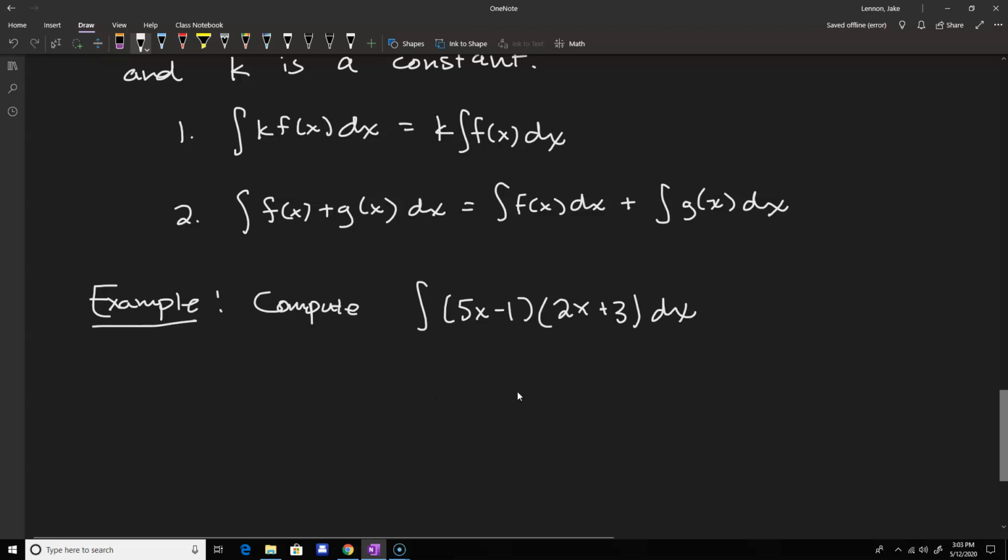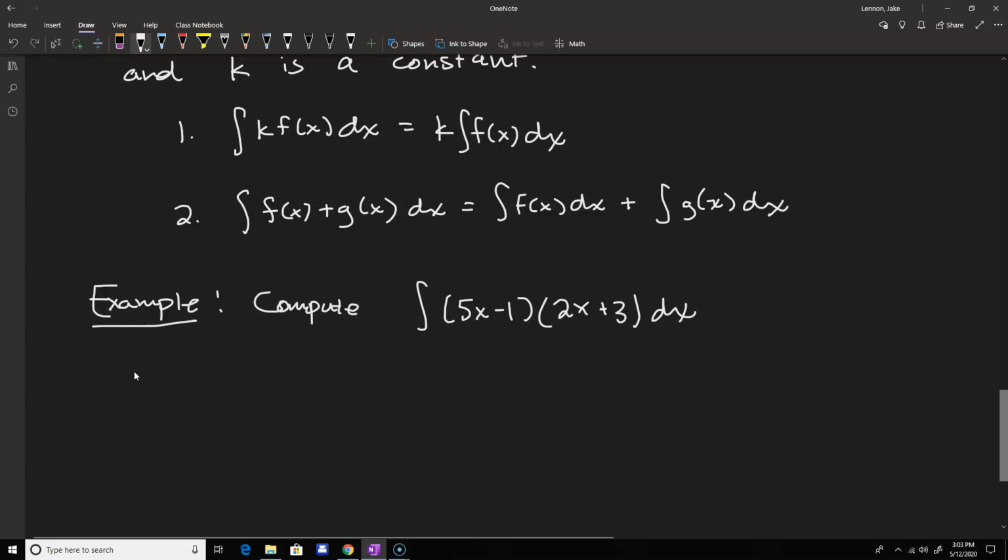So again, this property doesn't work with factors, it only works with respect to summands. So we have to perform some algebra. The first step would be to multiply this thing out. We will learn about integration by parts, that we can do this with products, but we don't have that yet. So we are just going to multiply everything out and then go term by term using the two aforementioned rules.